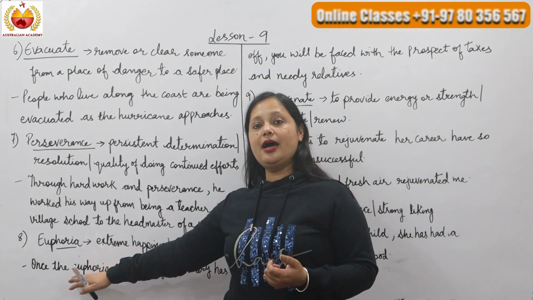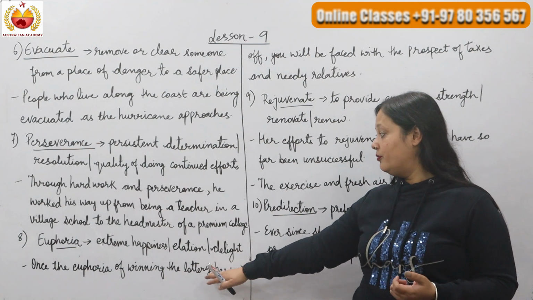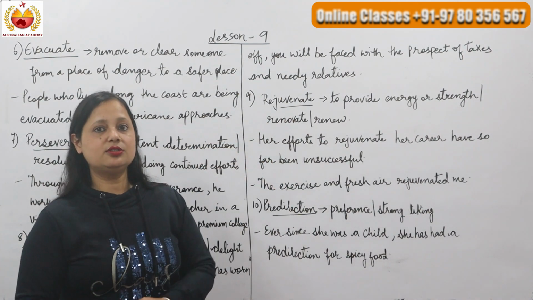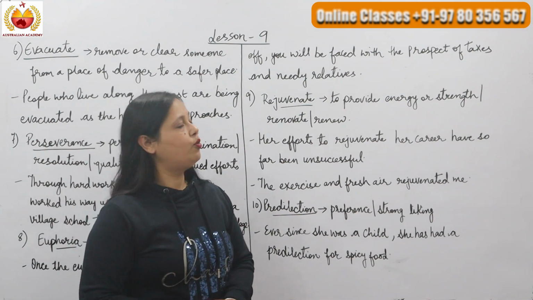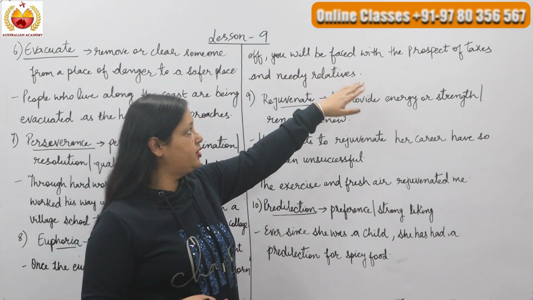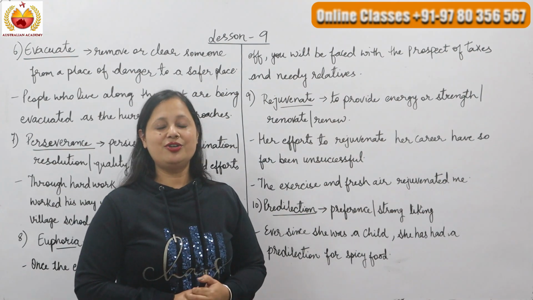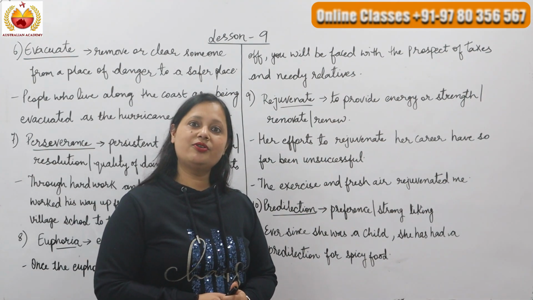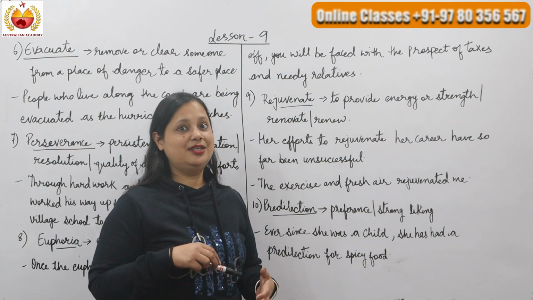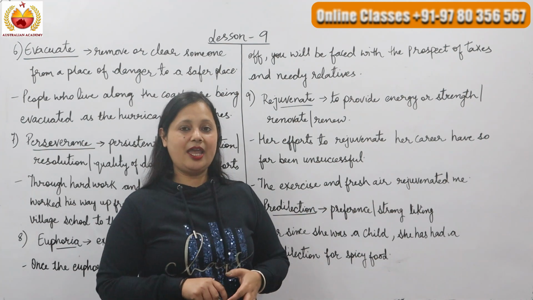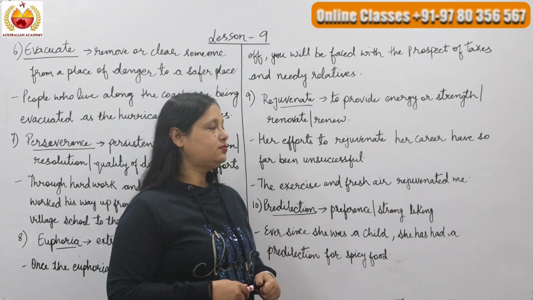Okay, but what might happen once the euphoria of winning the lottery has worn off? Worn off means decrease to almost zero. You will be faced with the prospect of taxes and needy relatives, because once you have won the lottery, you have to pay taxes, then you are answerable to the needy relatives. Okay, so this is euphoria.